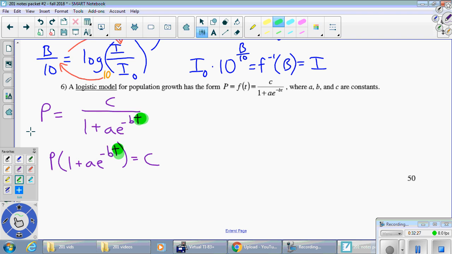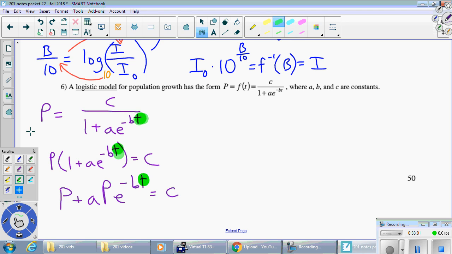So two choices. You could distribute the P through, or you could just move the P to the other side by dividing both sides by P. I'm just going to take a quick peek at the answer key. Oh, it's got both. So I'm going to go ahead and distribute, but totally fine to divide both sides by P. So distribute the P. P plus A P e to the negative bt equals C. And again, trying to solve for little t right there.